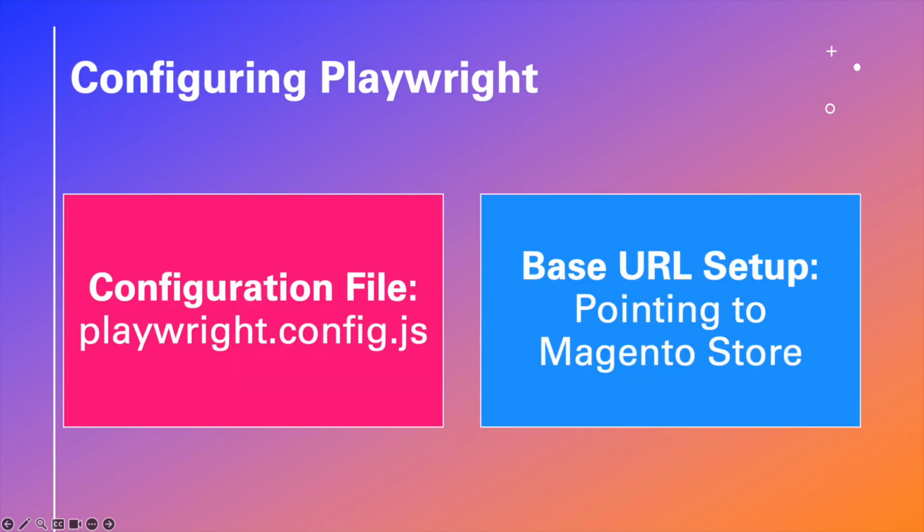Configuration file. Create a playwright.config.js file in the root of your project. This file is where you define global settings for Playwright. Base URL setup. Set up the baseURL property to point to your Magento store URL. This simplifies test script creation by using relative URLs.